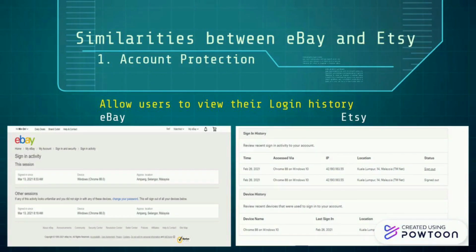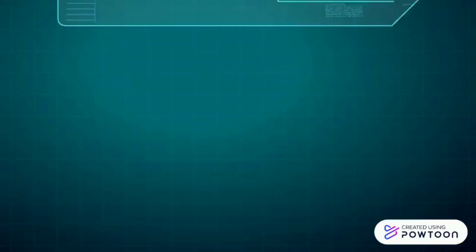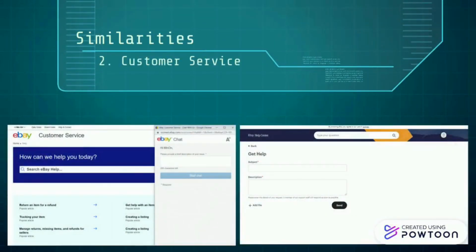They can also check and see the IP addresses used to access their account. This is to help users ensure that their account is not accessed by someone other than them or their business partner.